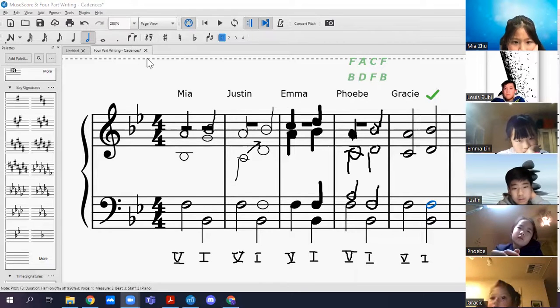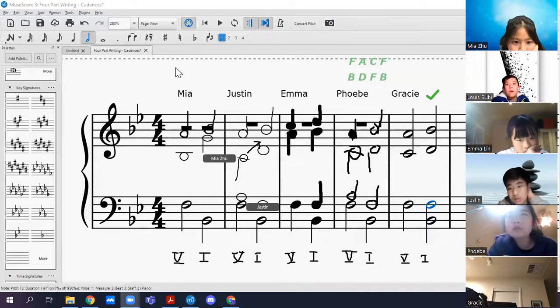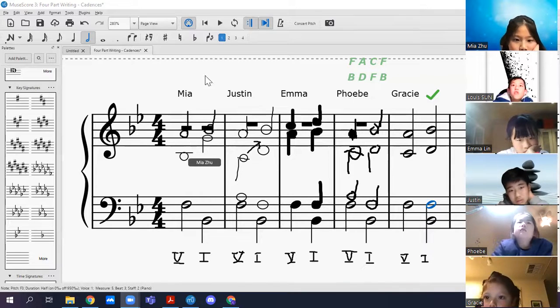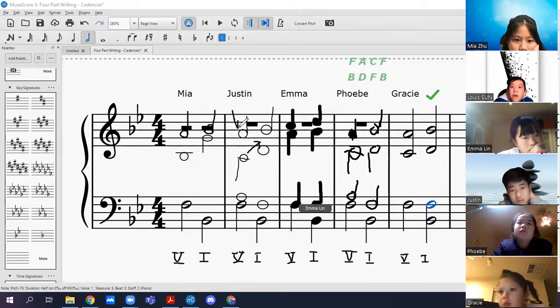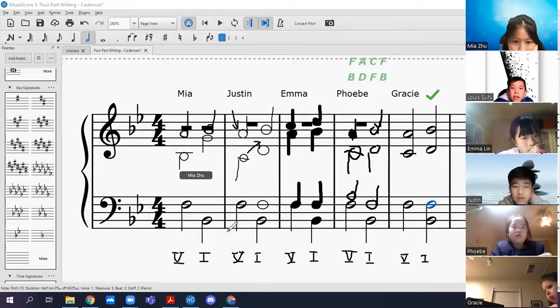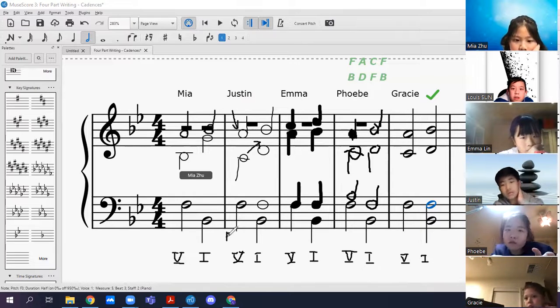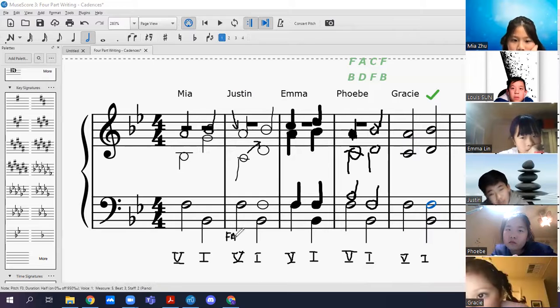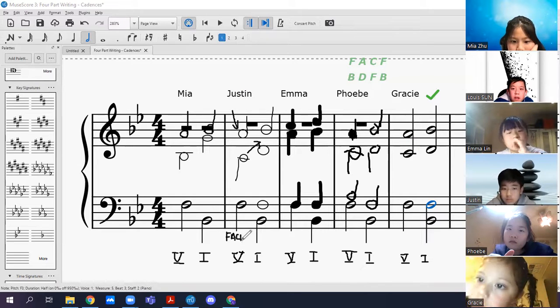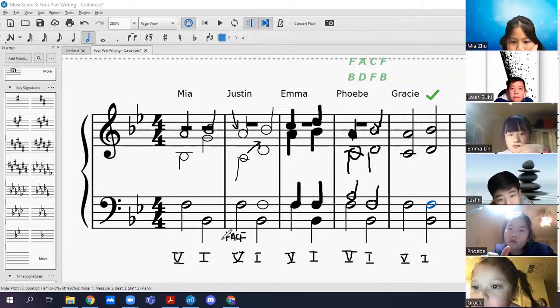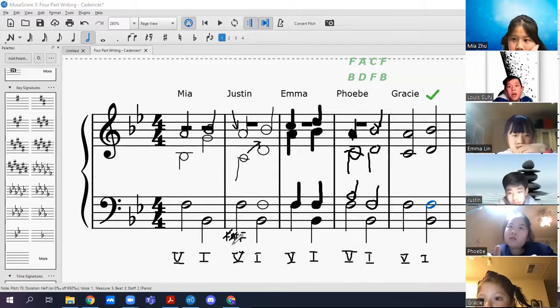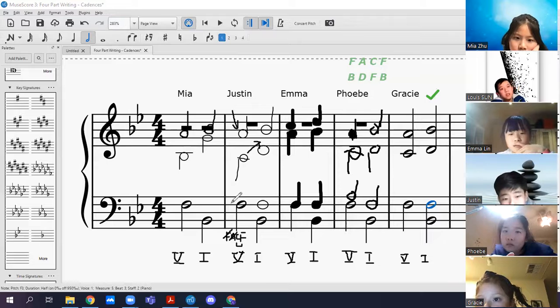Lewis, can I still write A here? No, because you've already used A in the soprano. It's kind of like a checklist. You should probably put a checklist of notes down here: FACF, cross out the F in the bass, cross out the A in the soprano, and now you've got C and F to put in the tenor and alto.